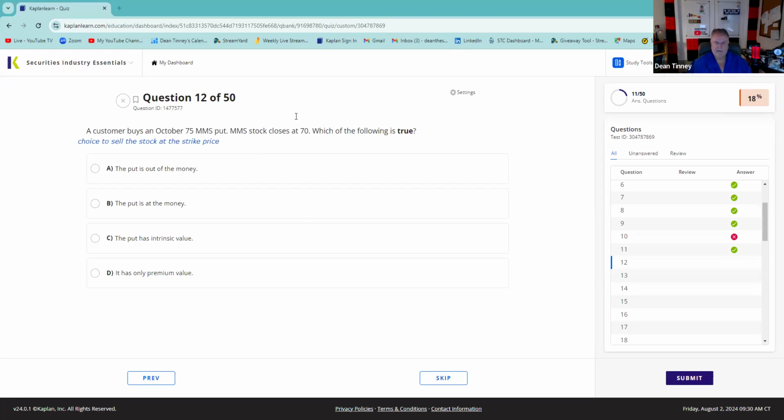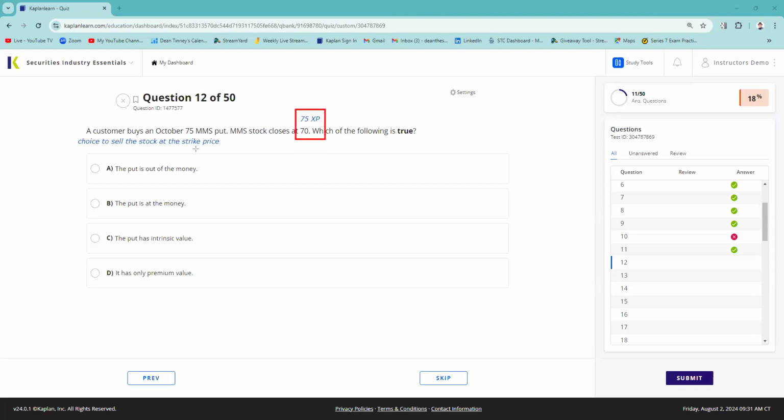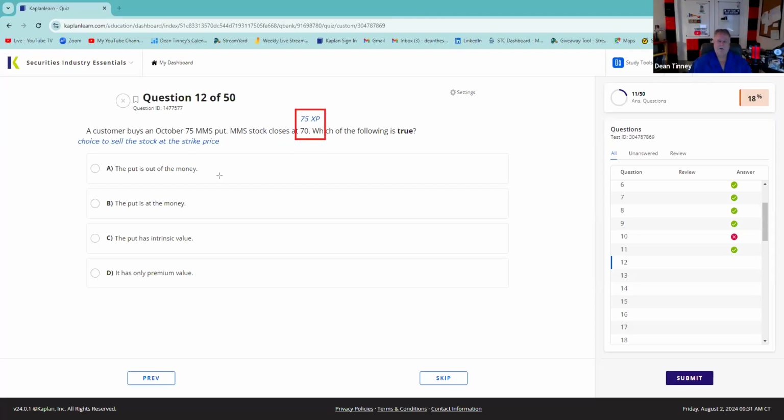I like to put the strike price or market price either above or below. So here's my strike price, and I just like to put that there to make my analysis a little easier. It's not testable, but I like to do that. Which of the following is true? The put is out of the money. So what is that relationship?